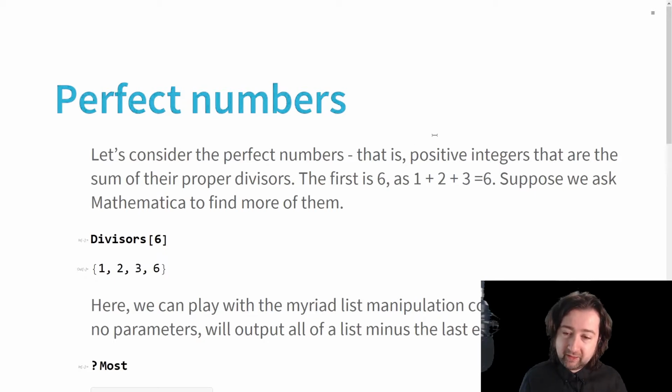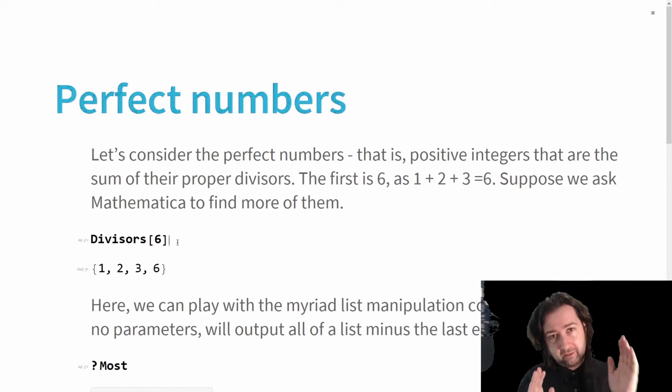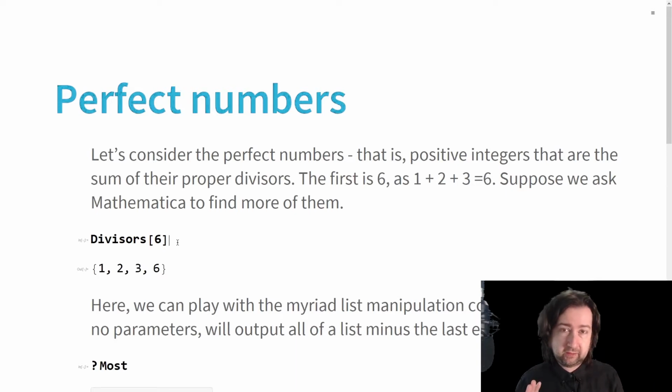Now we have a command, Divisors, that will give us all of the divisors of 6, but the problem is I don't want the 6 in there. And the easiest way to get the 6 out of the picture is to use a list manipulation command called Most. And you should be familiar with these. So what Most does is it drops the last term of a list.